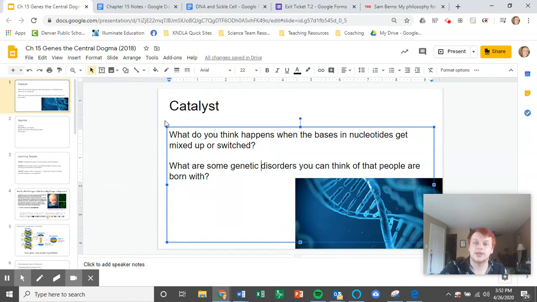Today we're going to get into transcription and translation, which is what happens when DNA is converted into mRNA and then eventually a protein. But before we get started, I wanted to have everything open that you'll need to be successful for class, just because I want to make sure that you're organized and ready to go.